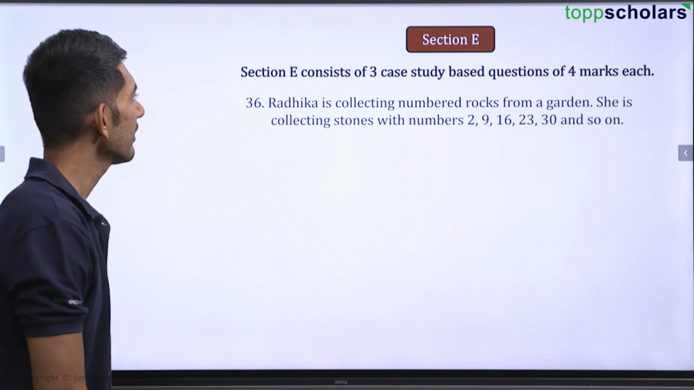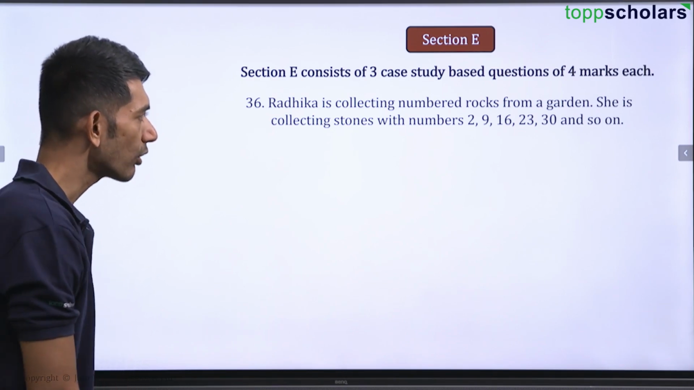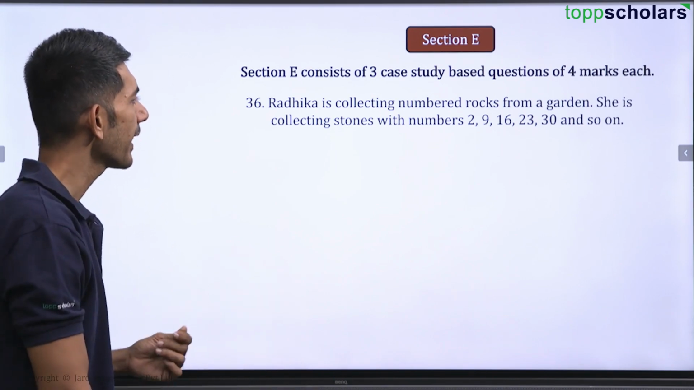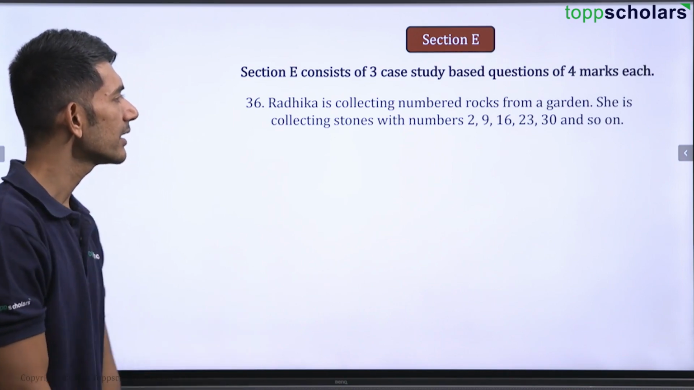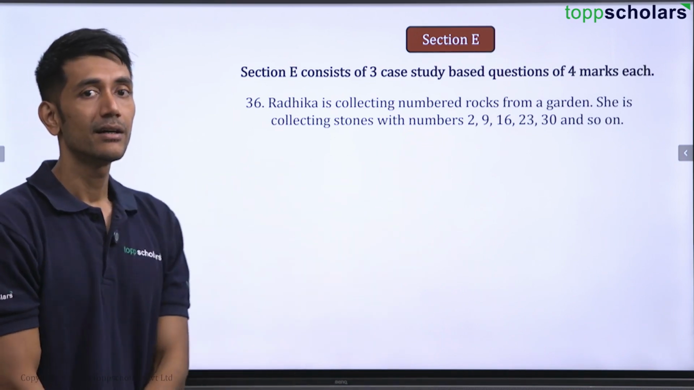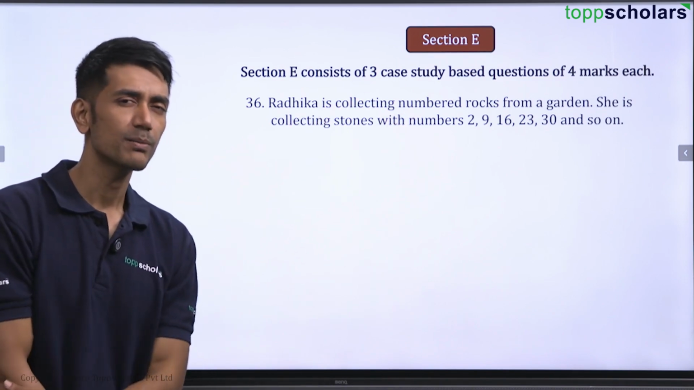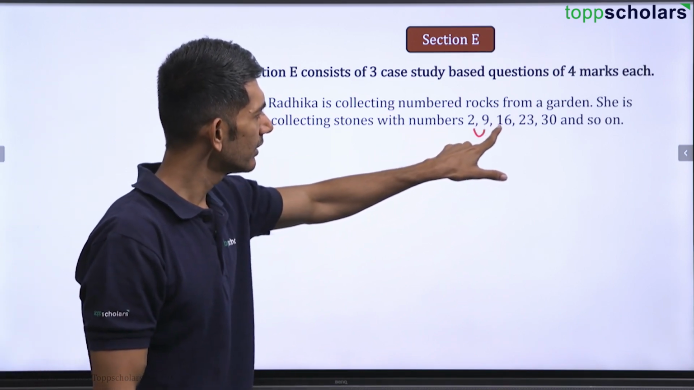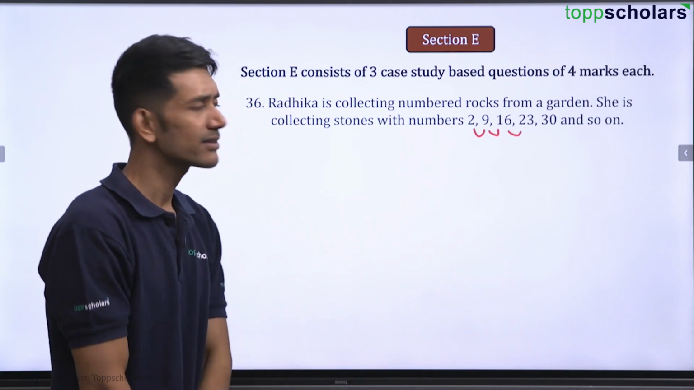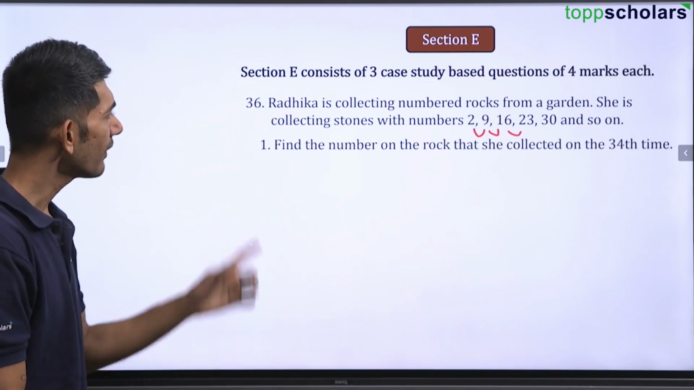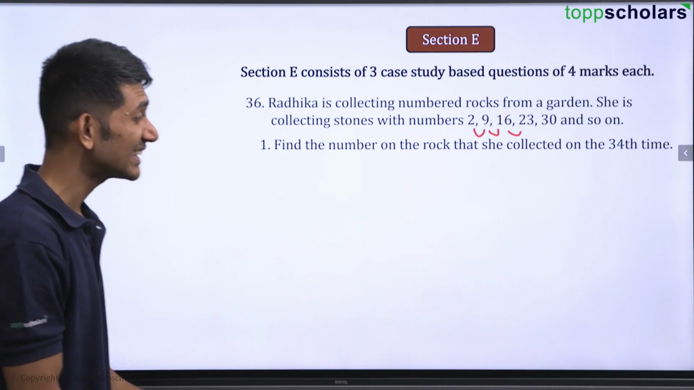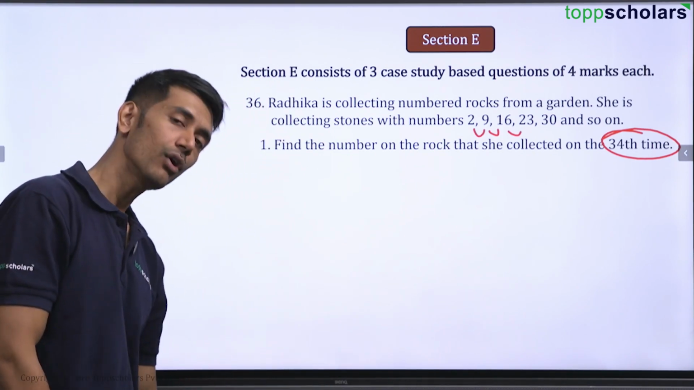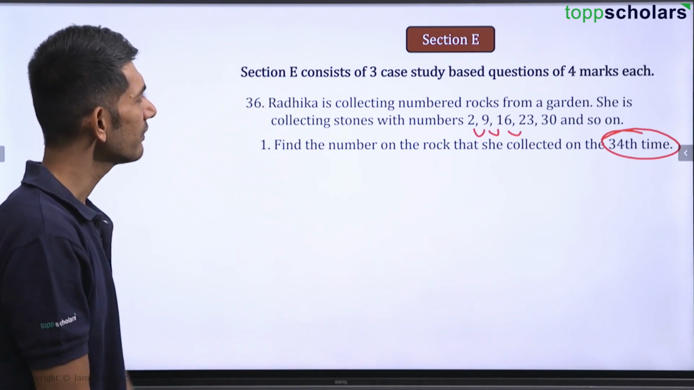The question says, Radhika is collecting numbered rocks from a garden. She is collecting stones with numbers 2, 9, 16, 23, 30 and so on. In fact, looking at only this, you might identify that the question is based on arithmetic progression, right? Because if I see the common difference, 9 minus 2 is 7, 16 minus 9 is 7, 23 minus 16 is 7 and so on. Anyways, let's see. Find the number of rocks that she collected on the 34th time.